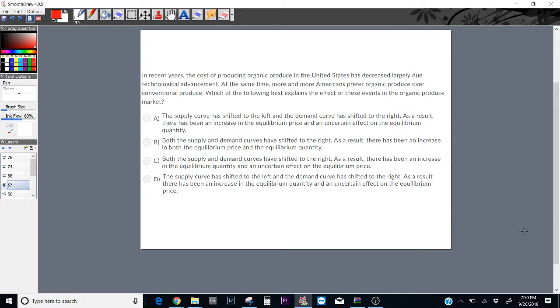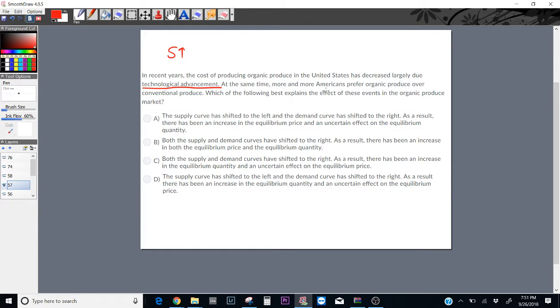So for question number 57, it states that in recent years the cost of producing organic produce in the United States has decreased largely due to technological advances. Now anytime we see that there's a technological advancement, that's going to lead to an increase in supply.